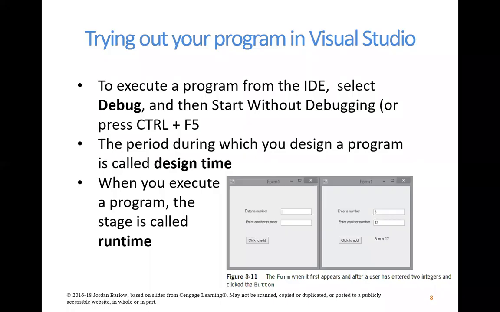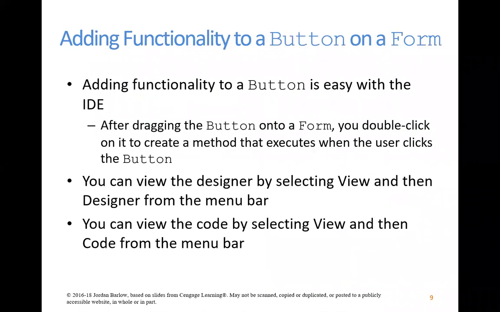So I want to close that back out and jump back to a slideshow. Okay, so how do we actually add functionality to our form? Well, we're going to add the functionality to the button, right? When the user opens the application, we don't want a lot of stuff to go on. We want to program our application so that something happens when the user actually clicks on a button.